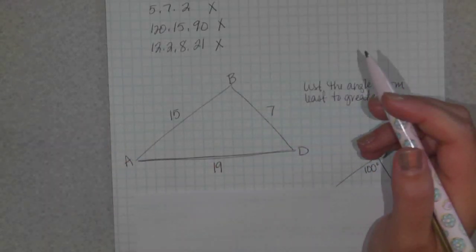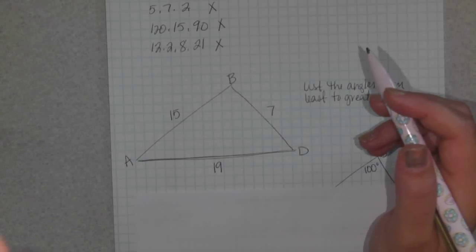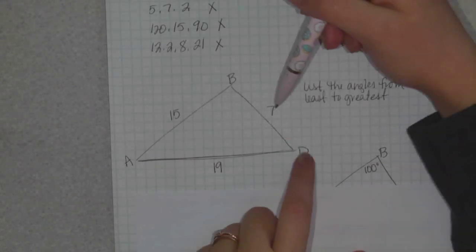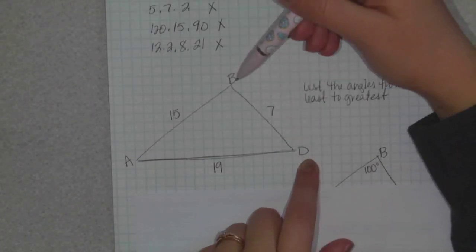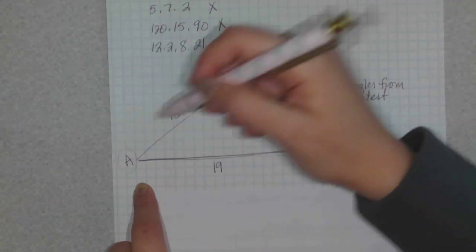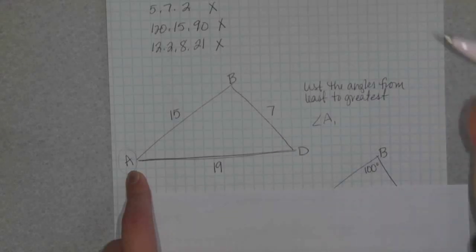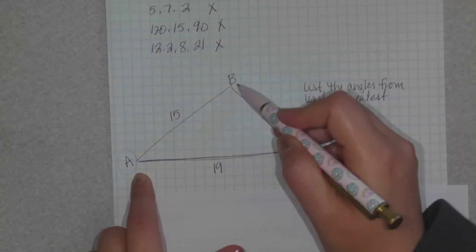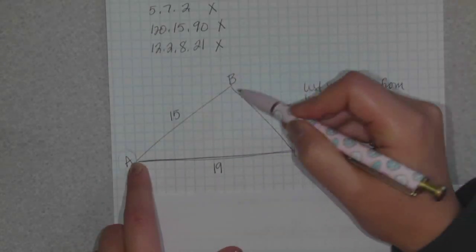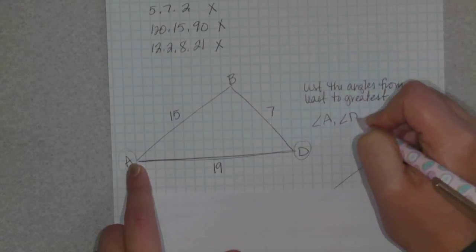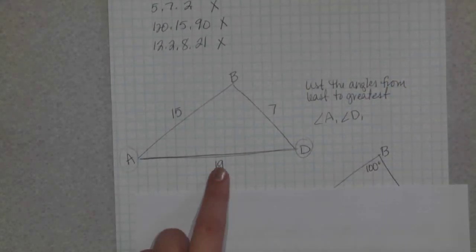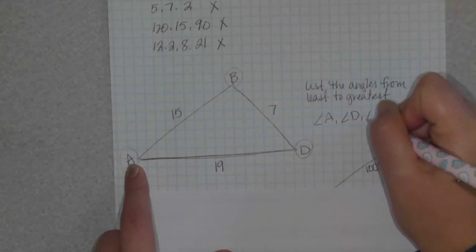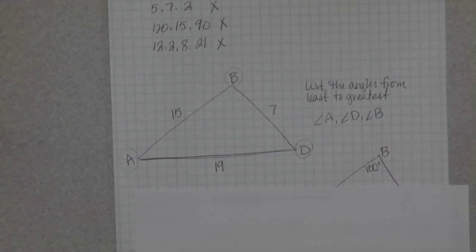Another way you can identify which side is across from which angle: my smallest side, which is 7, is side BD. If I circle the letter that I didn't just say, that's going to be my smallest angle, angle A. Now the middle side is 15. This side is AB. If I circle the letter that I did not just say, that's going to be angle D, and that's my middle angle. Now my biggest side is 19. That's side AD. If I circle this letter, that's the angle across from it. Angle B is my biggest angle.